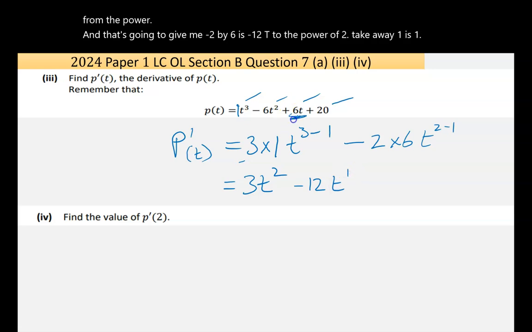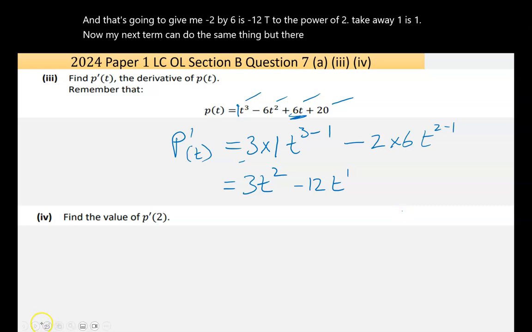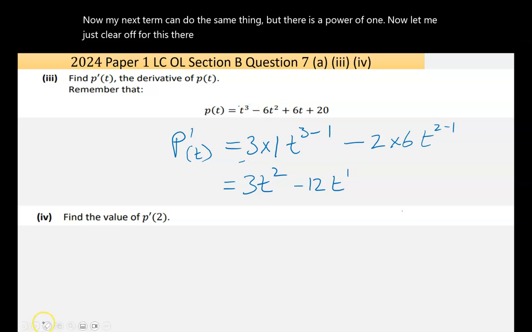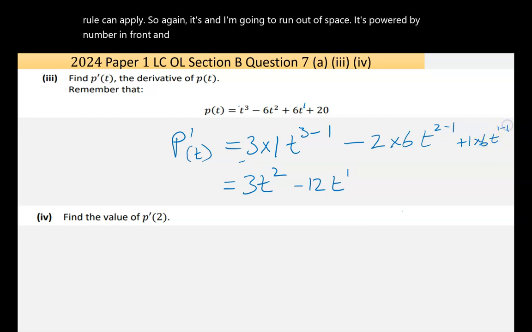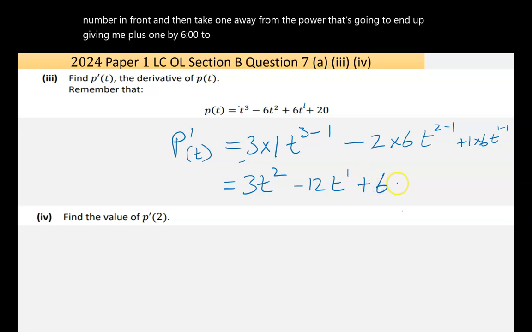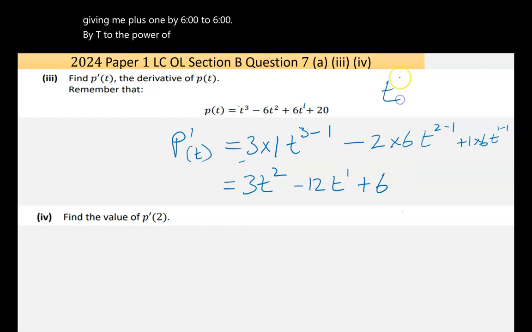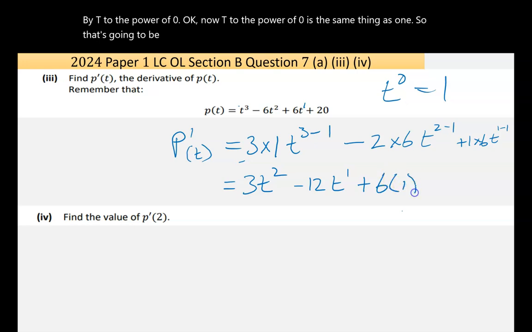Now my next term, I can do the same thing, but there is a power of 1. Now let me just clear off some of this. There is a power of 1 on that particular term, so the power rule can apply. So again, it's power by number in front, and then take 1 away from the power. But that's going to end up giving me plus 1 by 6 is 6 by t to the power of 0. Okay, now t to the power of 0 is the same thing as 1. So that's going to be 6 by 1.